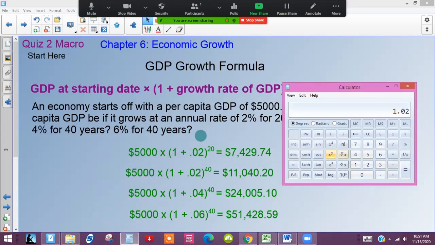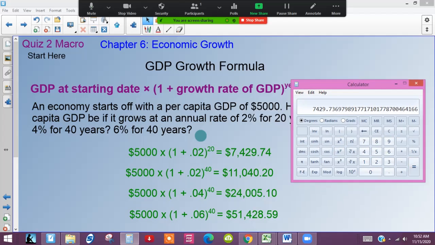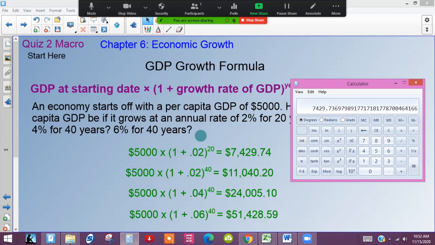So we're going to use our x raised to the y function right here and plug in 20 equals, and then we're going to multiply that answer by the GDP at the start, which is 5,000. So times 5,000, and we get our answer of $7,429. And I just rounded this off, the 0.7369. I rounded that up to 74 cents.